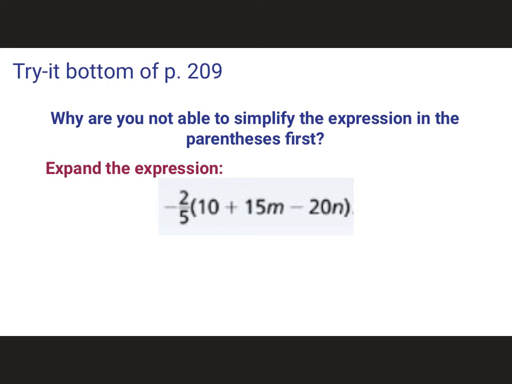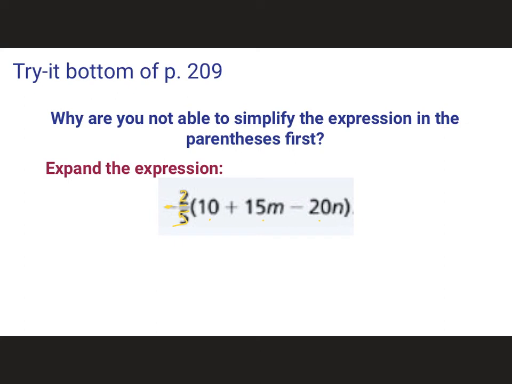And then we will do the Try It at the bottom of the page. It says here, why are we not able to simplify the expression in the parentheses first? So this is negative 2/5, by the way. Well, if I look inside the parentheses, none of these terms have a common variable. So they're all distinct. They're not like terms. So I can't simplify it any further than it is.